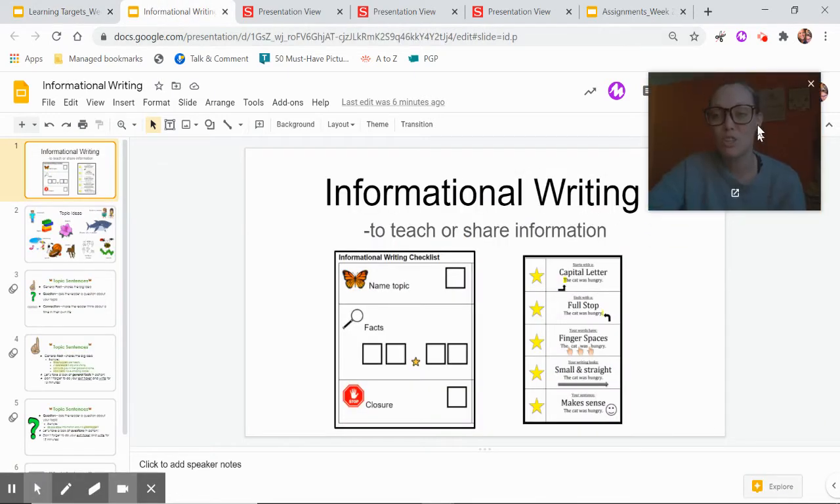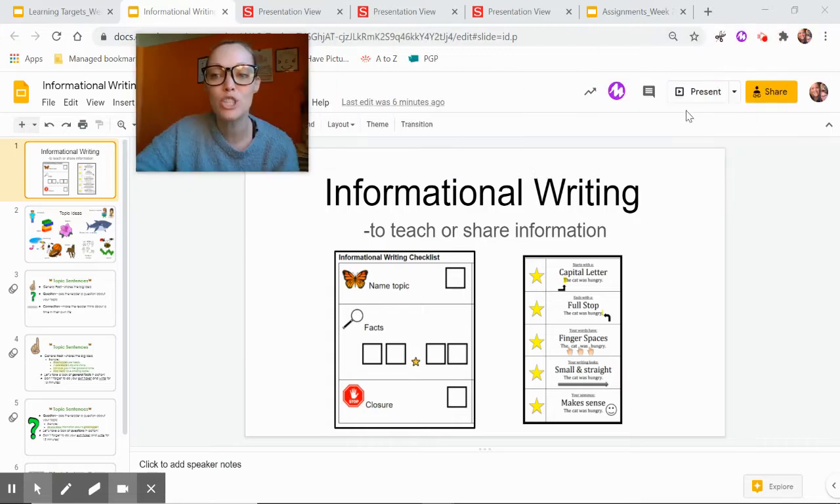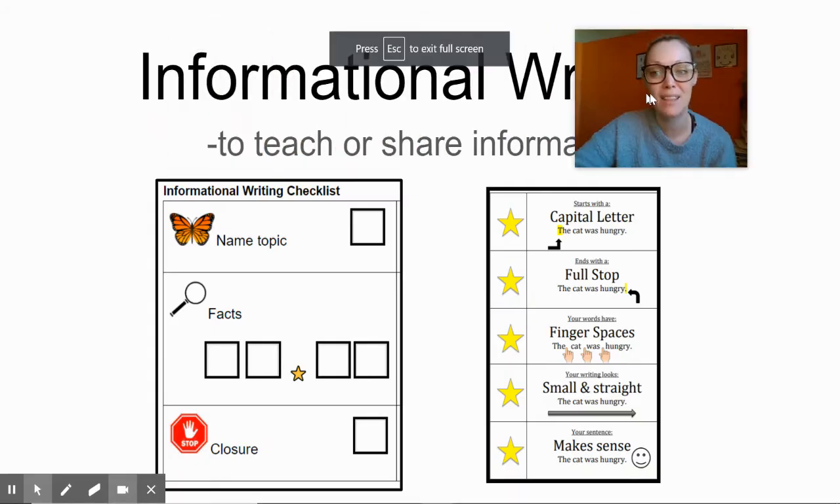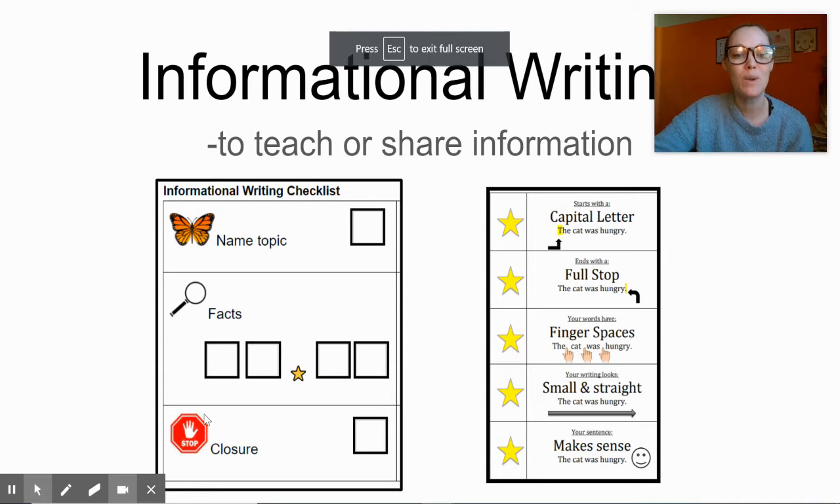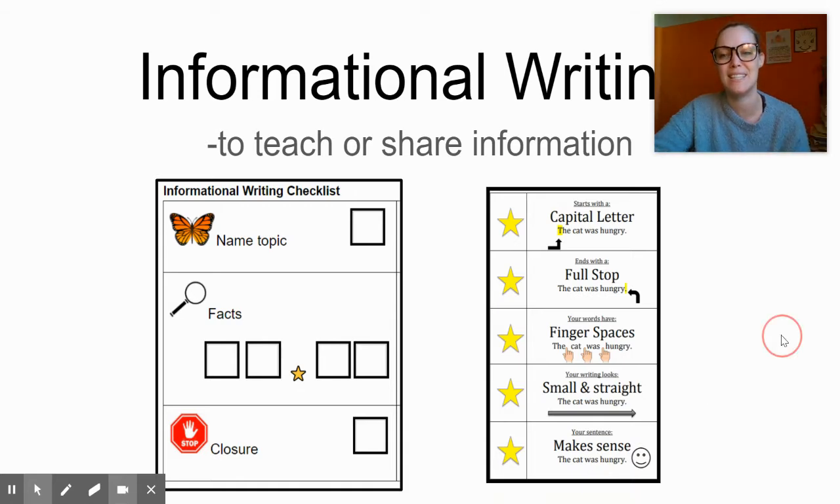And an informational text, or informational writing, teaches or shares information that is true. And we have a new checklist where we are including in our informational writing: naming your topic, giving facts, sharing facts about the topic with your reader, and ending with a closing or a closure. Just like in our other writing, but this one is informational. It teaches. And then, of course, doing our 5-star sentences.